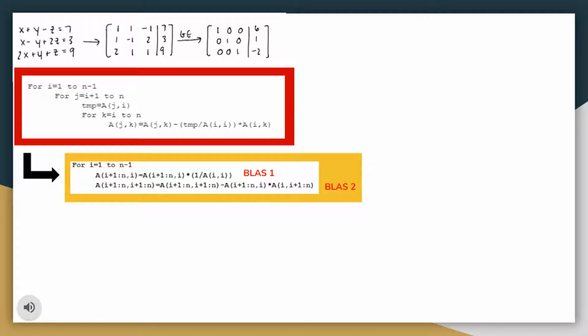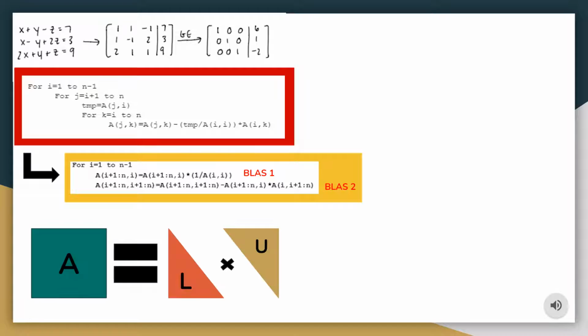We can write an algorithm for GE using simple for loops, but it's faster and more optimized when using BLAS1 and BLAS2, which were described by Group 2. GE takes a matrix A and essentially factors it into a lower triangular matrix of multipliers L and the upper triangular matrix of the final matrix U. GE can sometimes also be called LU factorization.